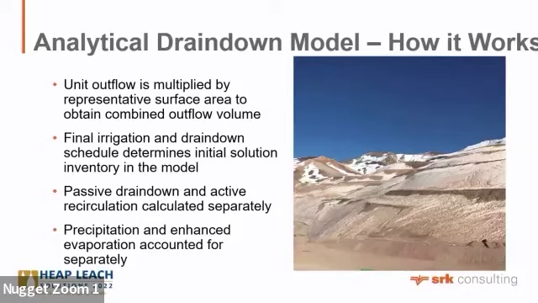Specifically, the height. Essentially, when everything else is equal, the height of the irrigated area will make a difference. Obviously, the higher the area, the more inventory you have, the longer it takes to come out, and the higher the fluxes. And then ultimately, precipitation and enhanced evaporation are accounted for separately, as I said, so we have better control on turning them on and off.